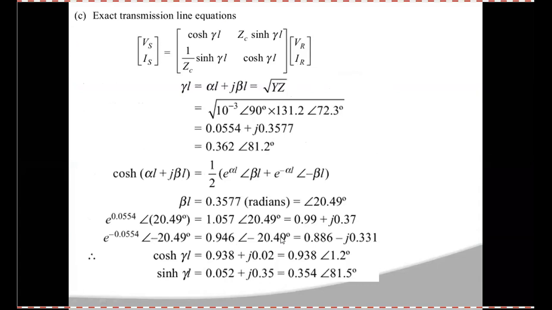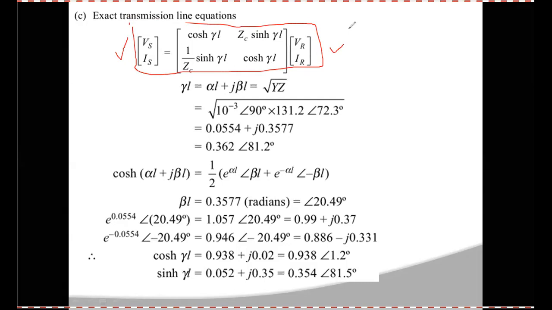Now if you observe the exact transmission line equations for sending end voltage and sending end current, the equations are represented in matrix form like this. VS, IS is equal to [cosh gamma L, ZC sinh gamma L; 1 by ZC sinh gamma L, cosh gamma L] into VR, IR. So this is the matrix form representation of the exact transmission line equations. Now here you have to find out the sending end voltage, sending end current, and power factor.